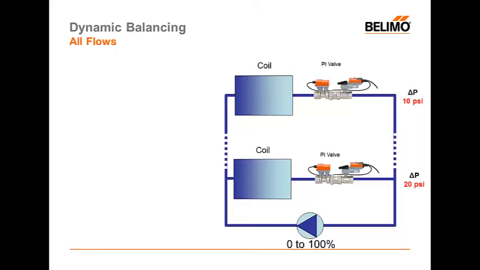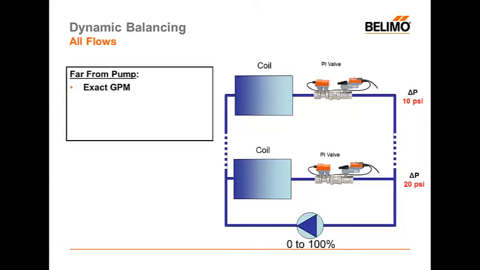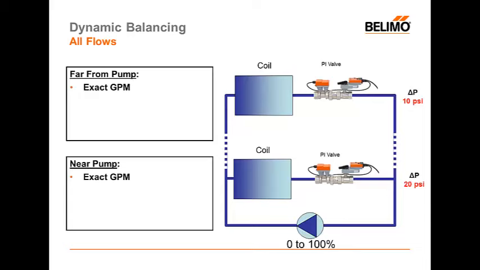So my coil and valve that are in my far loop, which are identical to the coil and valve in my close loop, can now have the same behavior because of this pressure independence of the valve. So whether I'm at full load or part load, or some zones are open and some loads are closed, I'm going to get the exact GPM needed at the far coil, and I'm going to get the exact GPM that's needed at the near coil. This is why we call it a dynamically balanced system.